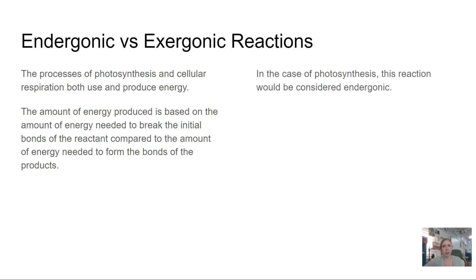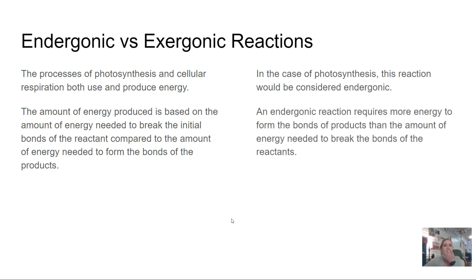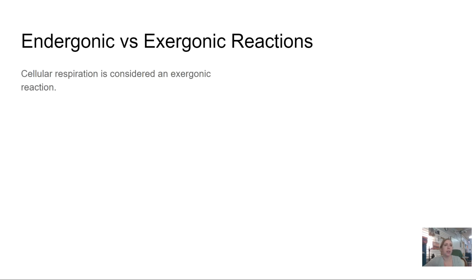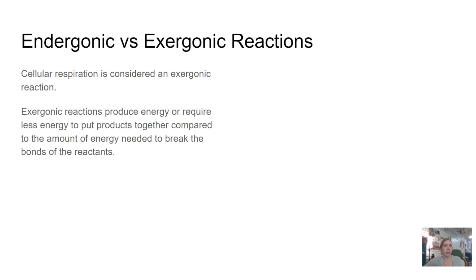In the case of photosynthesis, this reaction would be considered endergonic. An endergonic reaction requires more energy to form the bonds of products than the amount of energy needed to break the bonds of the reactants. Endergonic reactions require energy to be put into the reaction. In this case, that is light energy. Cellular respiration is considered an exergonic reaction. Exergonic reactions produce energy or require less energy to put products together compared to the amount of energy needed to break the bonds of the reactants.